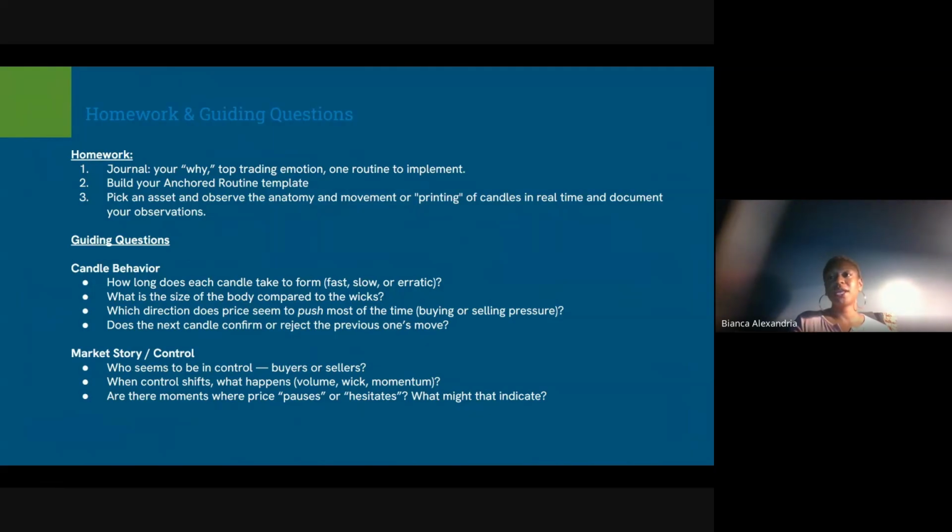And then I want you to look at an asset, whether it be NQ and MNQ, they move the same. The values are just the amount that you can leverage, lose, or gain. Or ES or gold or any of them. Look at an asset, and I want you to observe the anatomy and the movement or the printing of candles in real time, and then document your observations. Let me slow down. Here are some of the questions that can help guide you in what you're looking for with that candle behavior, as well as what the market is telling you, whether the buyers are in control, the sellers are in control, or there is indecision in the market.